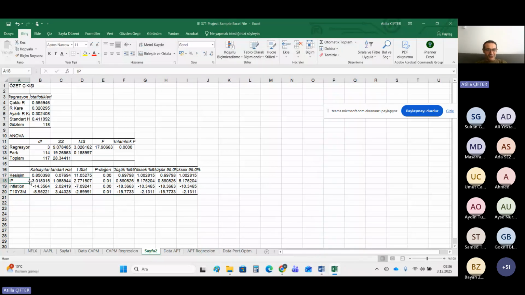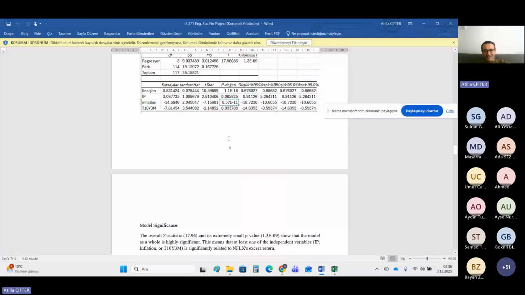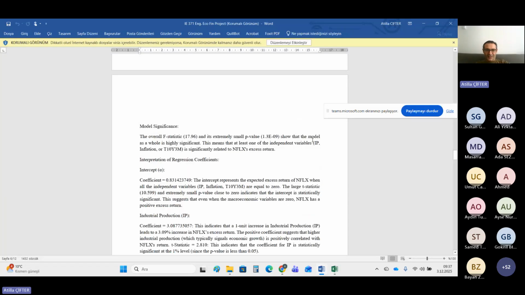So industrial production, as you can see, is 3. I also explained here, since I just updated the data, my output is a little bit different because every year I update the data. But let's suppose this is my output. Okay, industrial production is 3.08, inflation is minus 14.66, and interest rate differential is minus 7.61. So each of them I explained.